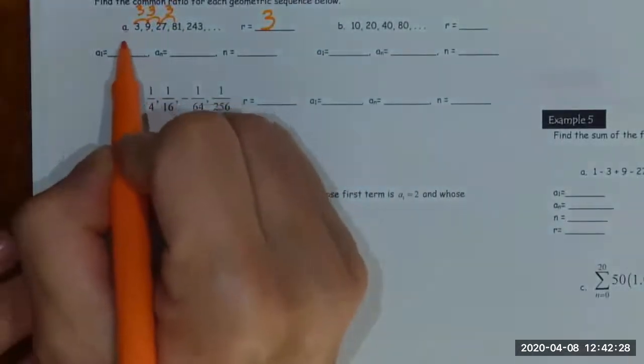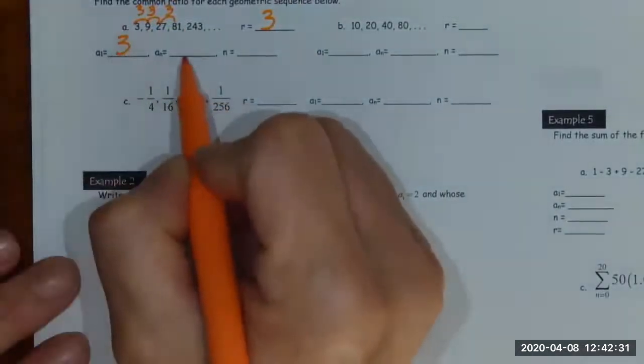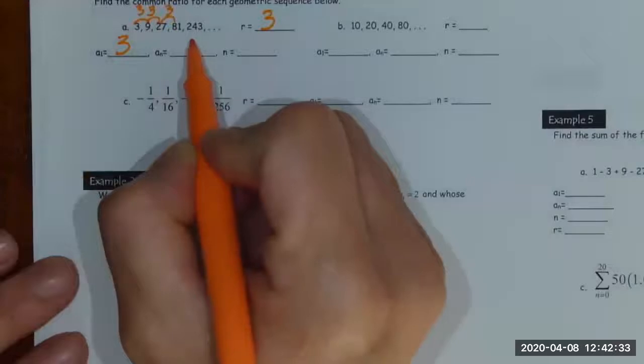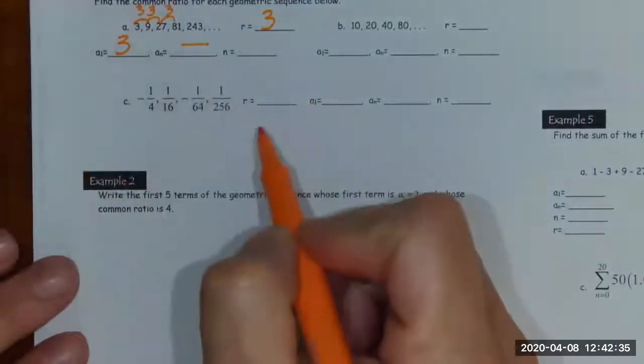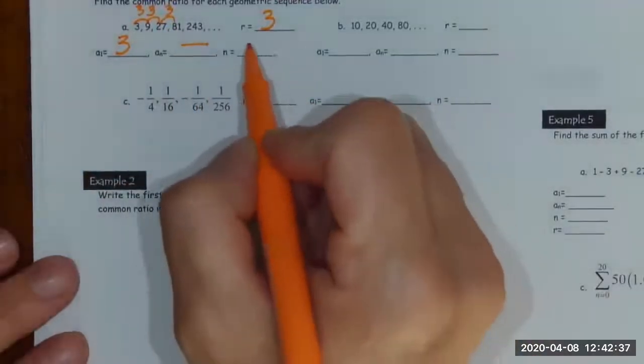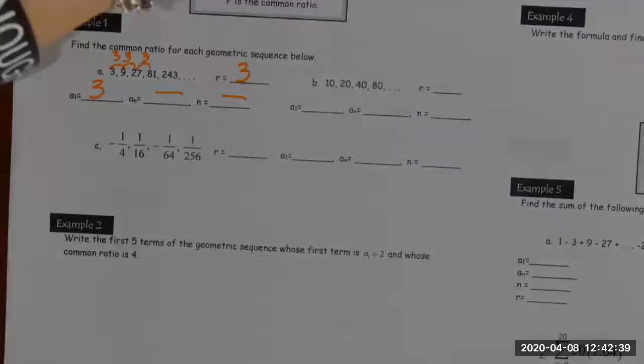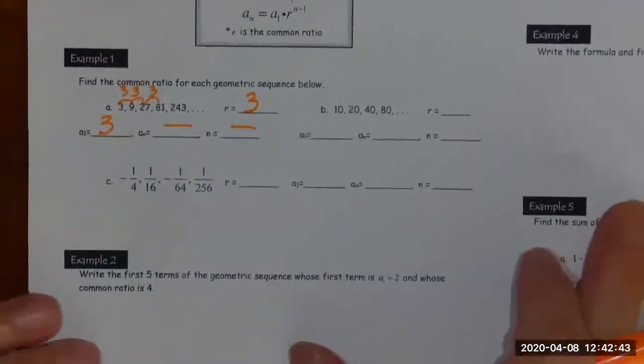A1, just like it was yesterday, is the first term. AN is the last term. We don't have that here. N, we don't have an N because we don't know how many, because the 3 dots indicate that this goes on forever.